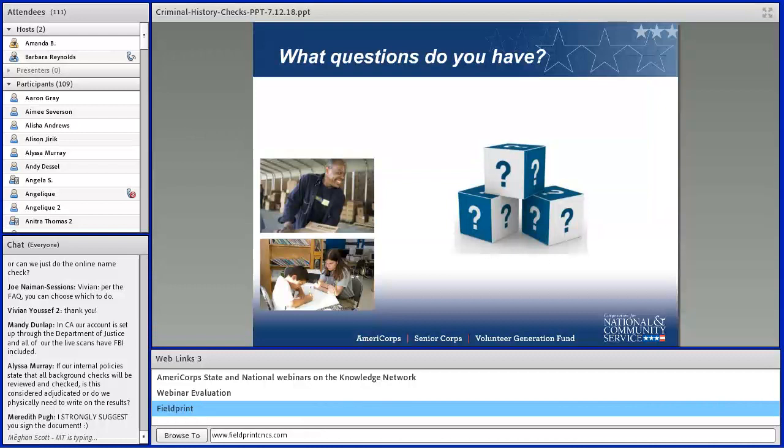Meredith strongly suggests you sign the document! Agreed, agreed, agreed.